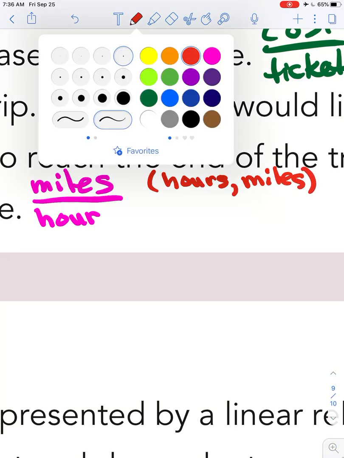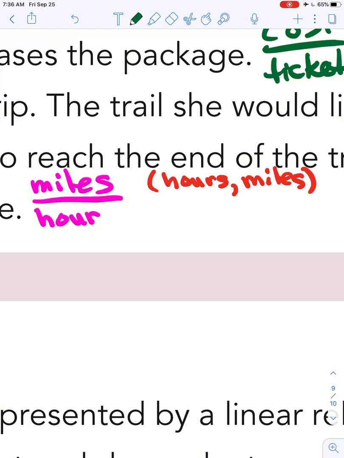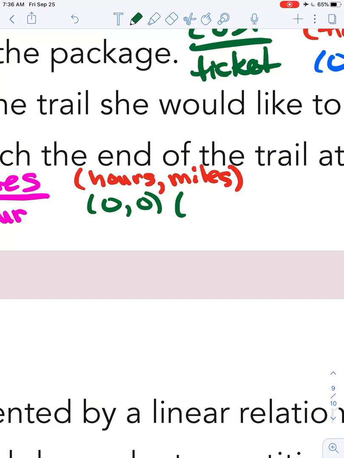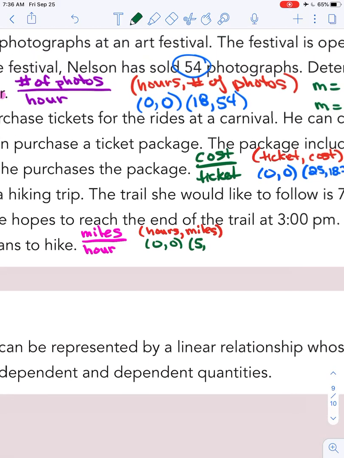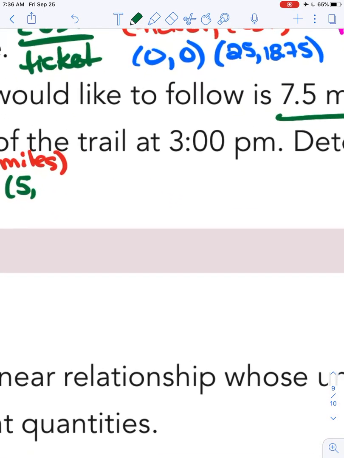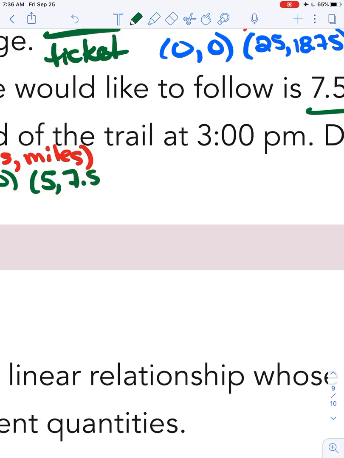Now, she's starting at 10 a.m., boys and girls. She hasn't gone anywhere. 10 a.m. is her starting spot. But 10 to 3, some people are trying to put the numbers 10 and 3 in there. Guys, how long is it from 10 o'clock to 3 o'clock? So 11, 12, 1, 2, 3. That is 5 hours. 5 hours, and the trail is 7.5 miles long. So 7.5.